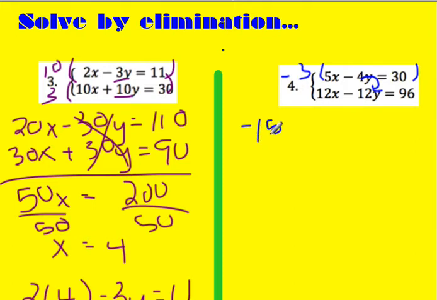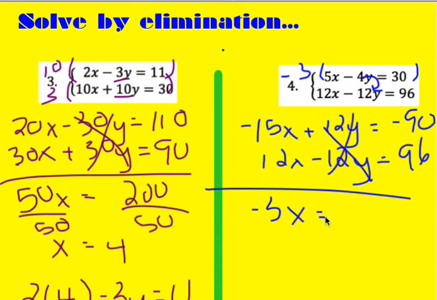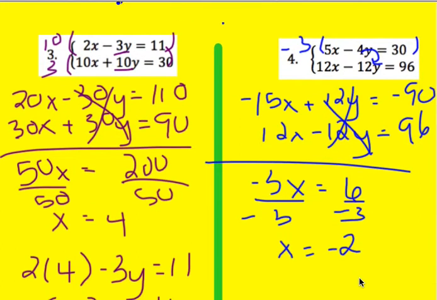So up top, I have negative 15x plus 12y is equal to a negative 90. Then my bottom is going to stay the exact same. And now I can go ahead and add down the columns. Negative 15x plus 12x is negative 3x. My y's are going to cancel, and negative 90 plus 96 is going to give me 6. So now I can go ahead and divide both sides by a negative 3. And that gives me that x is equal to a negative 2.